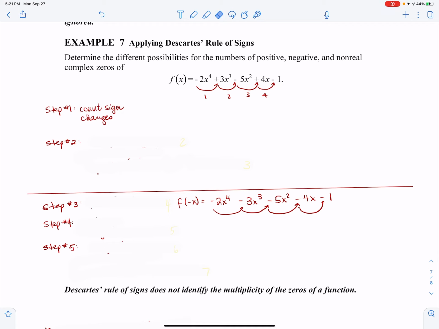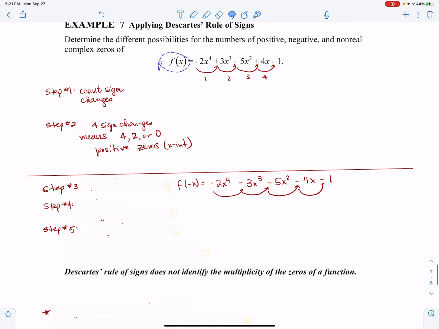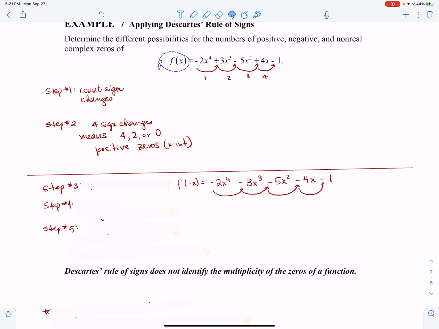The first thing you want to do is count how many sign changes you have. I have 4 of them. Since I have 4 sign changes, I'm either going to have 4, 2, or 0 positive x-intercepts, positive zeros. Now, that was running this little rule on the original polynomial. So in order to find how many negative x-intercepts or negative zeros I might have, we need to go find f of negative x. I didn't show my work on this.